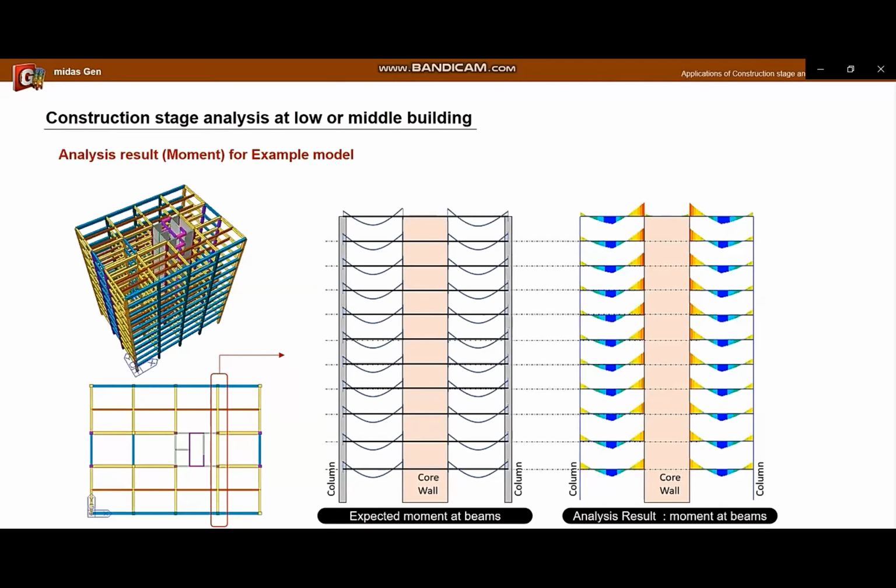Since the bending stiffness of the core is greater than the column, the beam moment at the core will be slightly larger than moment at the column. However, the actual analysis result showed that the moment at core wall increased more and smaller at the column, as shown below. The moment at the middle of beam also had a smaller value than expected. Why is it different than expected?